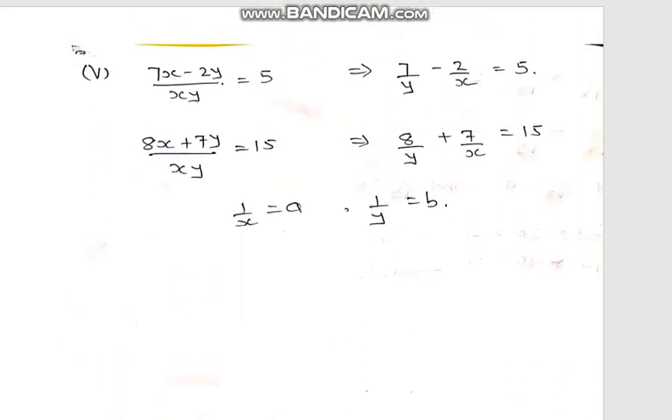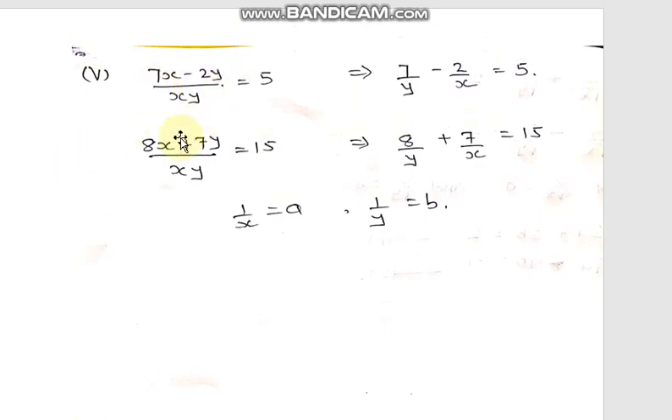In the fifth number also you have (7x minus 2y) upon xy equals 5. Now see what we are doing: we are dividing 7x by xy and 2y by xy. So x will get cancelled, therefore we will have 7 upon y minus 2y upon xy. So y cancels, so minus 2 upon x equals 5. Here also you have to divide 8x by xy and 7y by xy. So you will get 8 upon y plus 7 upon x equals 15.